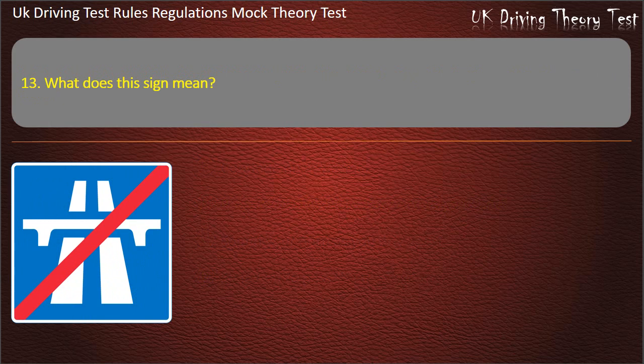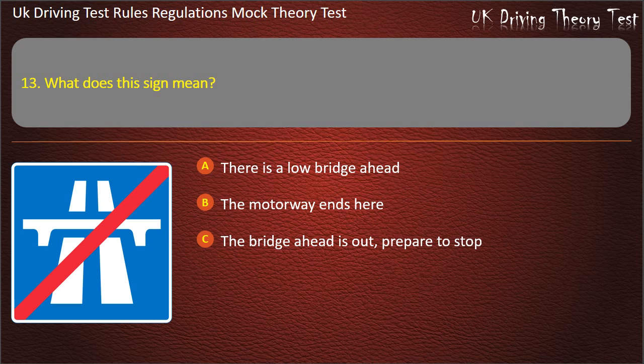Question 13. What does this sign mean? There is a low bridge ahead. The motorway ends here. The bridge ahead is out, prepare to stop. The motorway is closed ahead, exit immediately. Answer. The motorway ends here.